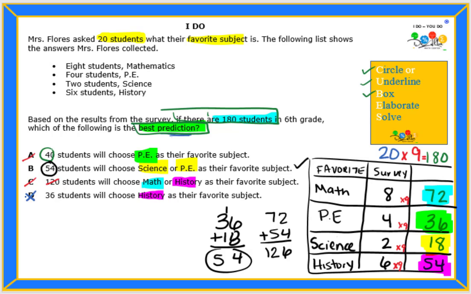So the prediction that matches my table and the predictions that I made based on the survey results is B. 54 students will choose science or PE as their favorite subject.